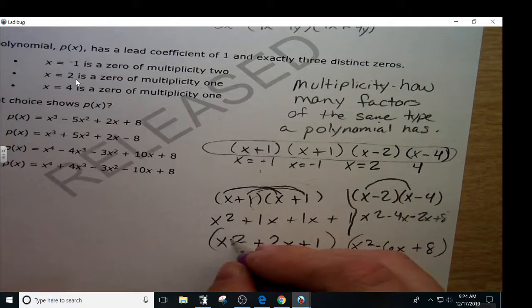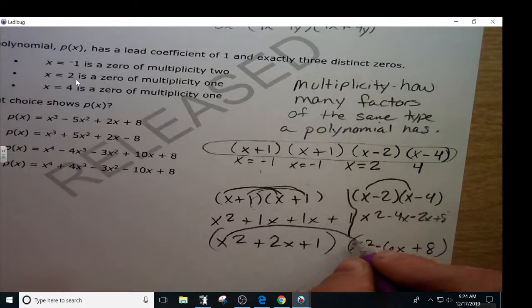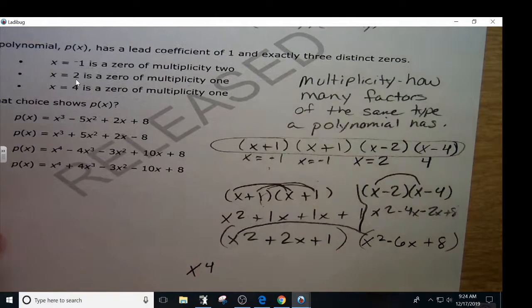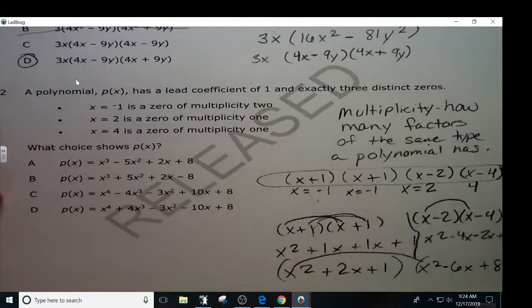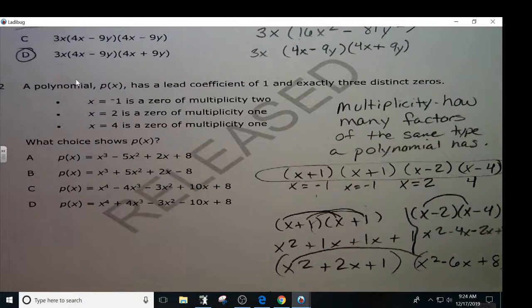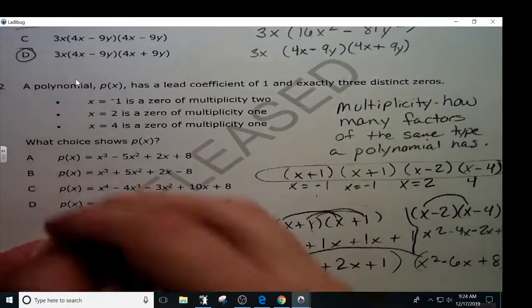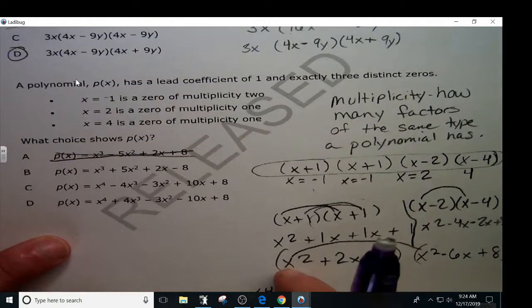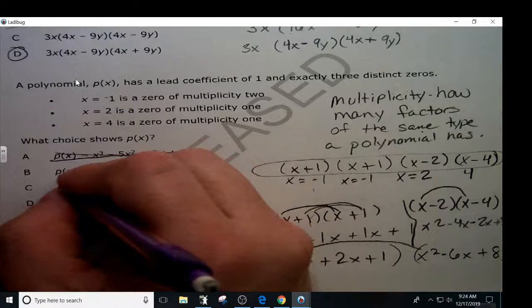Starting here, if I multiply that, what is that going to give me? X to the 4th. Now, look at your answers. Which two can I eliminate? A and B. Let's just mark those out. Because, guys, it's going to be x to the 4th because x squared times x squared is x to the 4th.